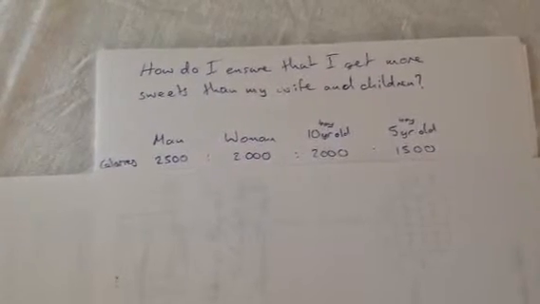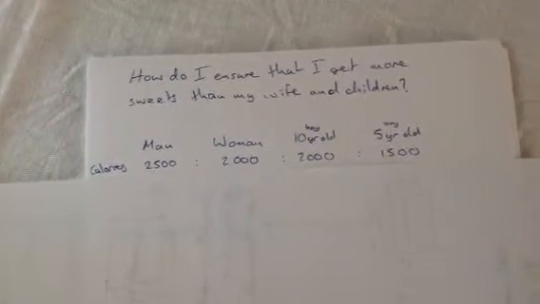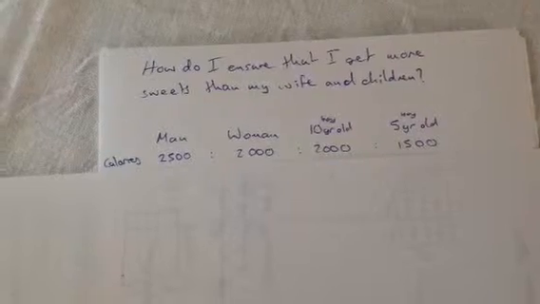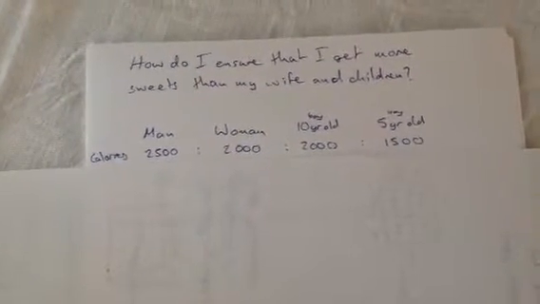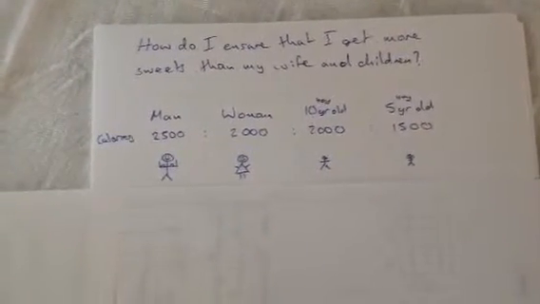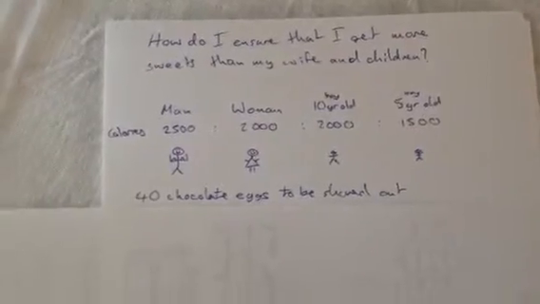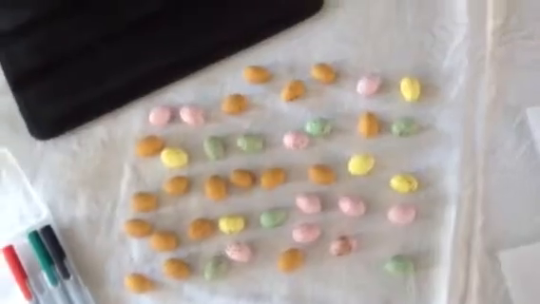So I should have 2,500, my wife should be 2,000, my 10-year-old son should be 2,000, and my 5-year-old son should be 1,500, roughly speaking. There you go, you can see us there. Okay, I've got 40 chocolate eggs to be shared out, and I have gone to the shop and bought 40 chocolate eggs. Okay, if you don't believe me, pause now and count.